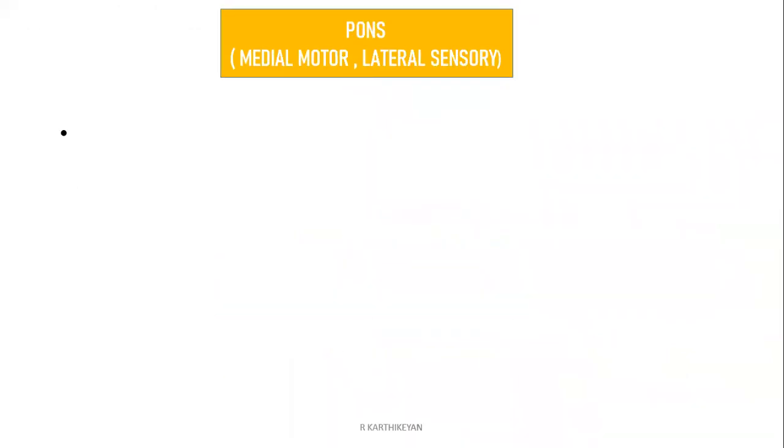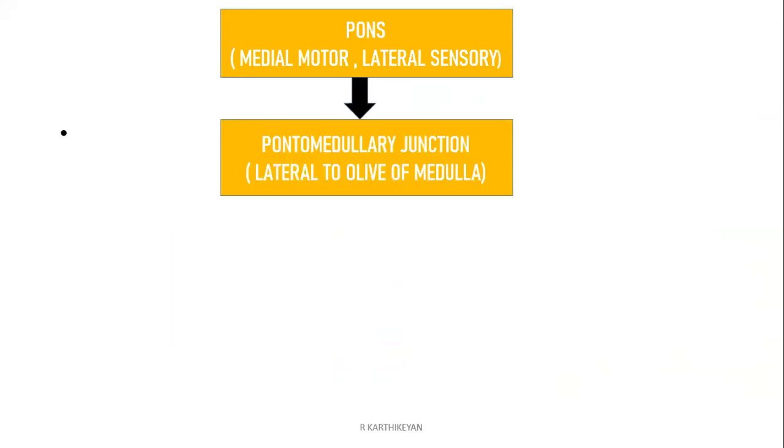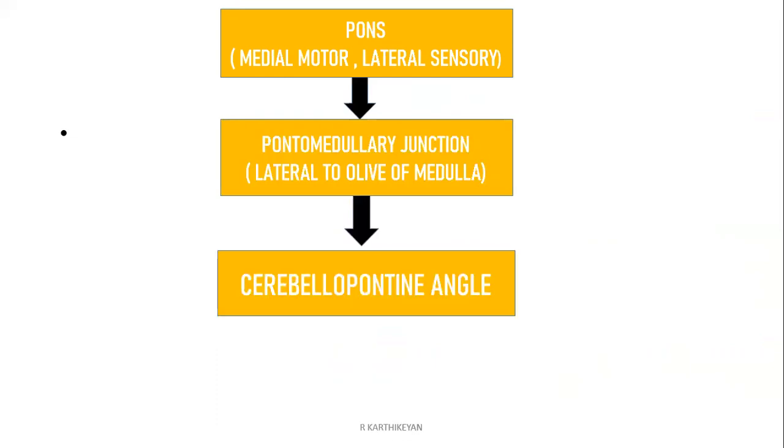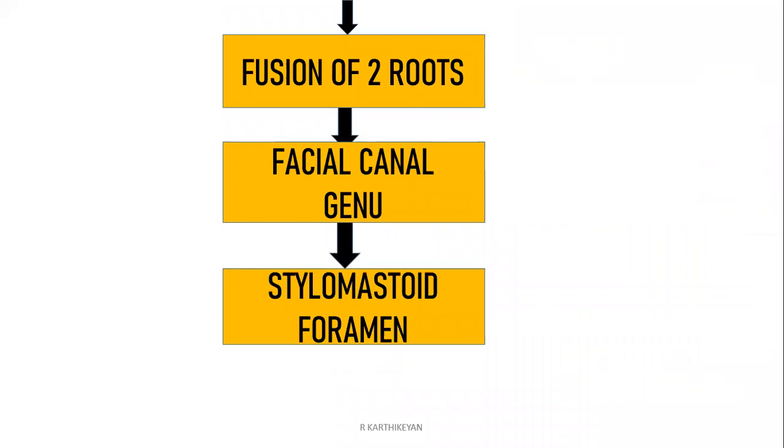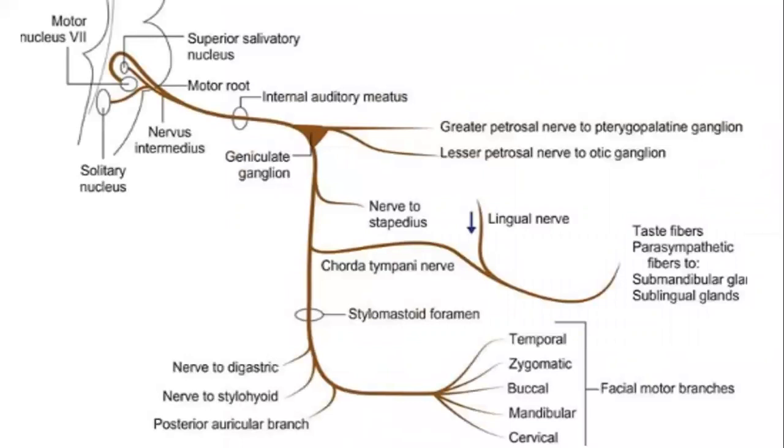So we will just see the course. It is going to arise from the pons, with two roots, your medial motor root and the lateral sensory root, then the pontomedullary junction, then it comes to the cerebellopontine angle, then your internal acoustic meatus, where there is fusion of the two roots, and the facial canal genu. This is what I told. You are going to have the bending that is responsible for the formation of the geniculate ganglion, then your stylomastoid foramen, and finally the posteromedial aspect of your parotid gland.